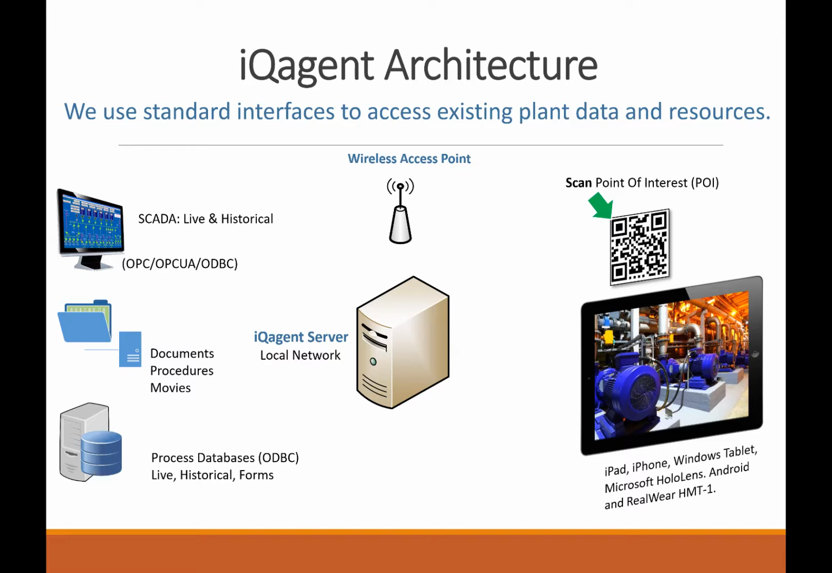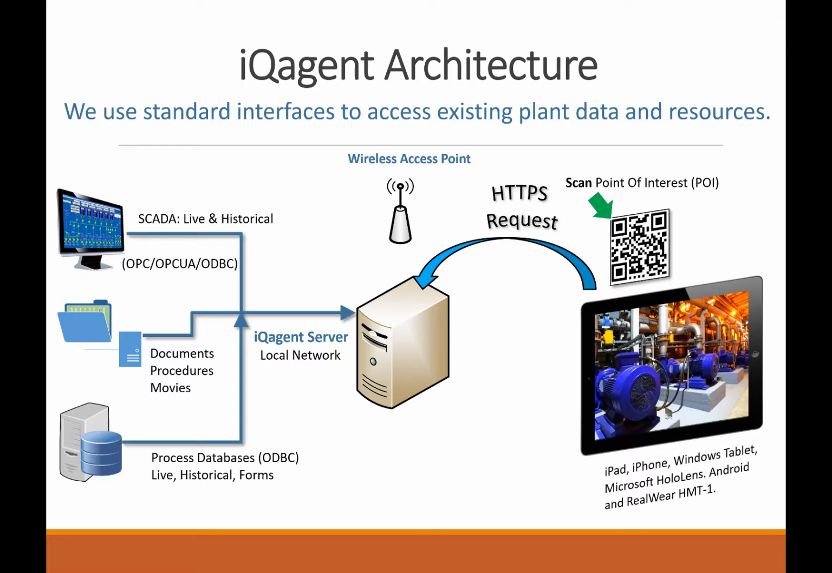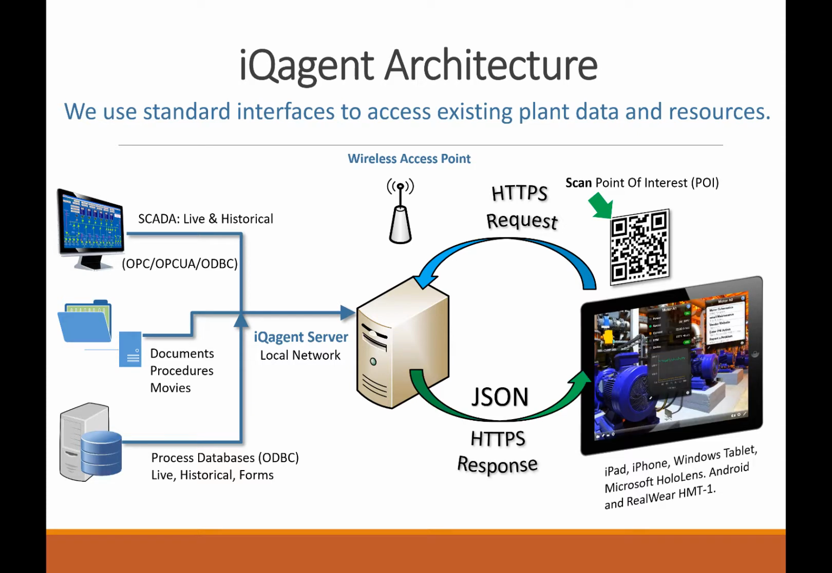When one of the client devices scans a POI code or you make a menu selection, it makes an HTTPS request back to our server. The server then looks at the POI database, gets all the information that's relevant, including live data, links to your documents, movies, procedures, as well as information out of your databases, and just returns it directly to the client as what we call a JSON object, and the client just generates the POI on the fly. So there's no screen building or graphics work to do with this.